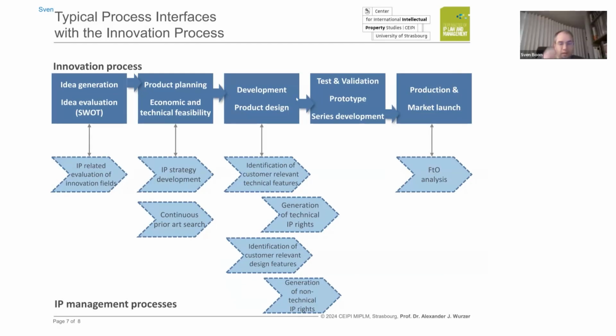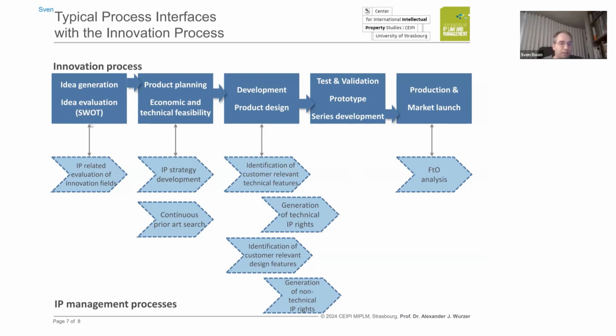Okay, so having explained what we can do with IP and how the processes work, it's important to understand that these processes of innovation and IP management are not on an island. They are integrated, and there's two-way communication between the IP management and the innovation management processes. In a way, the innovation process is shaping the IP strategy, and the IP strategy is also shaping the innovation management from the start.